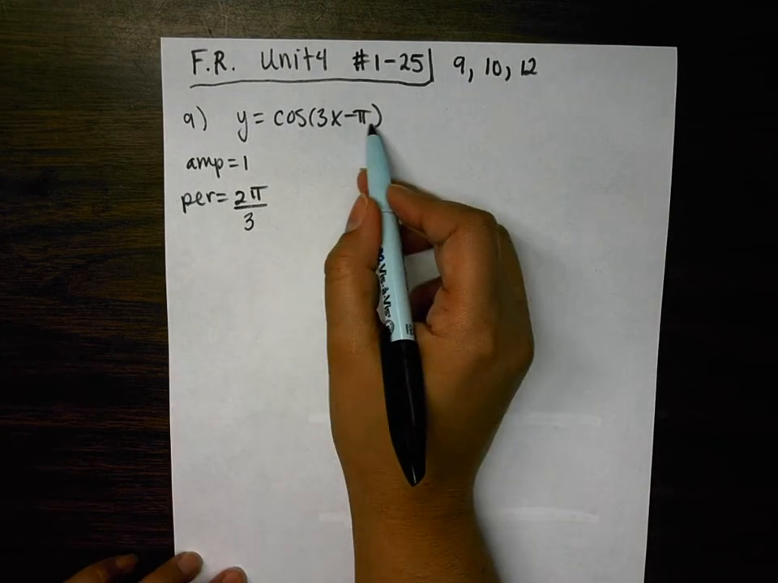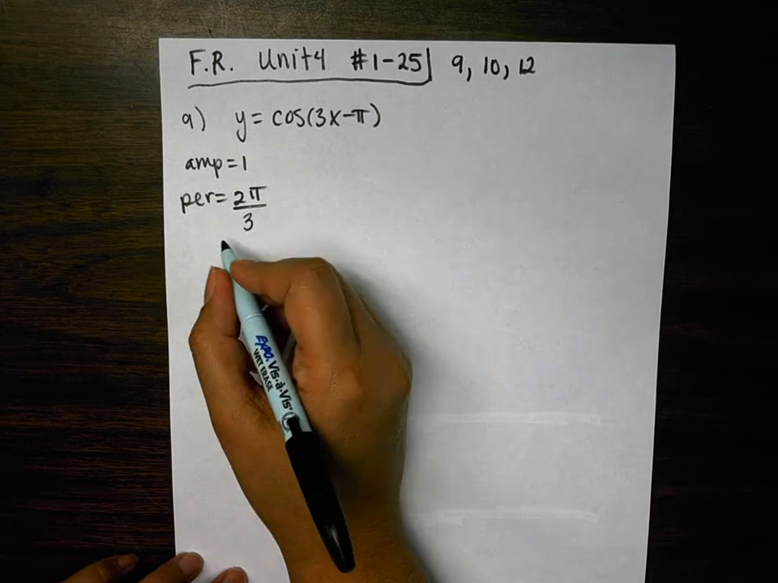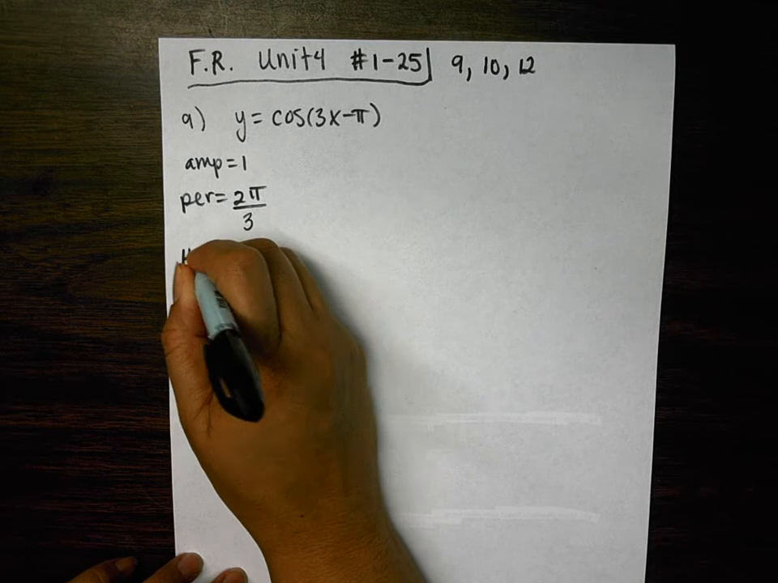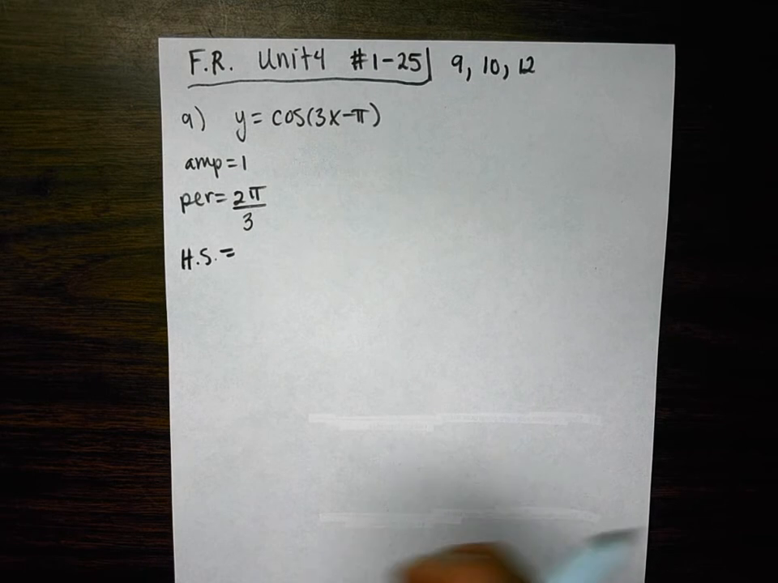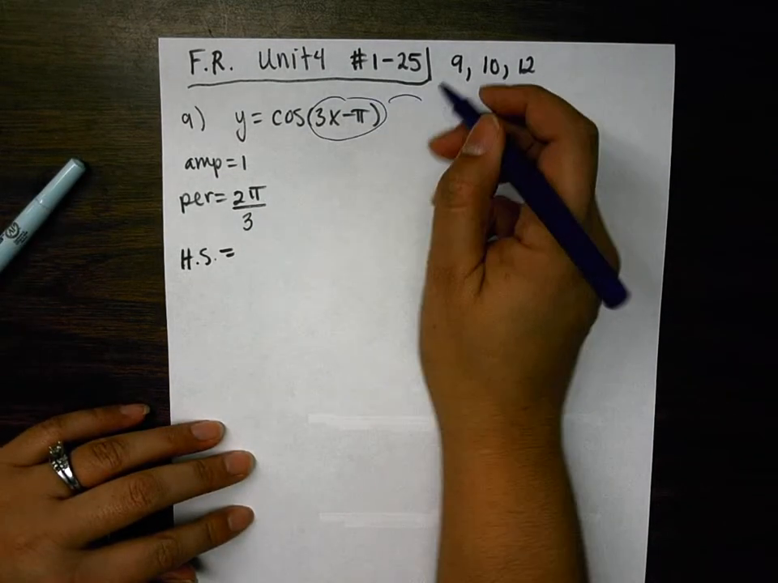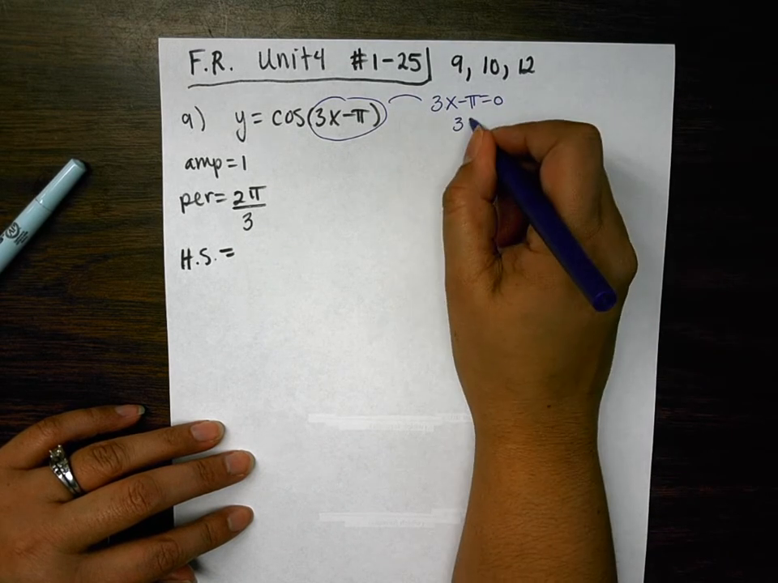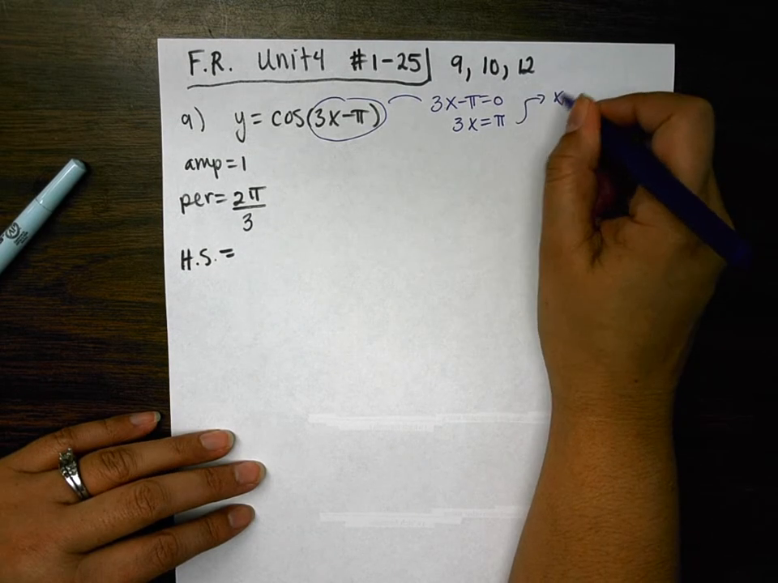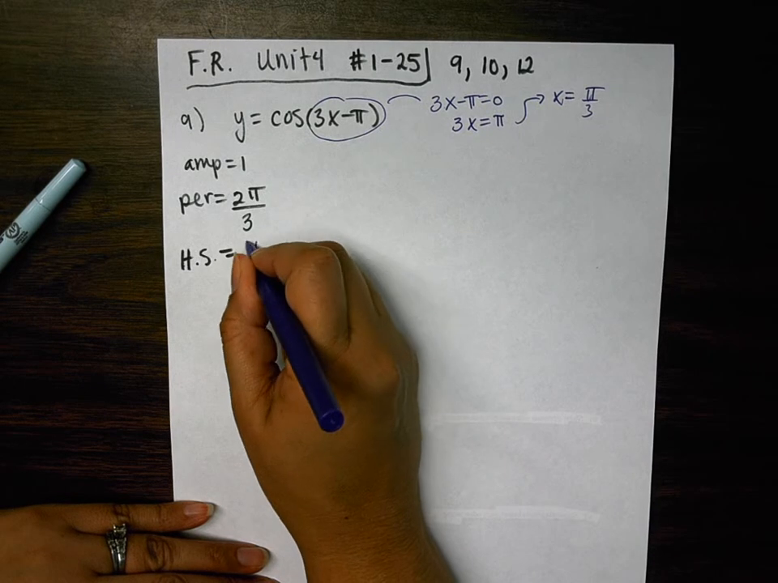Is there a shift going in the rightward or leftward direction? Yes? Okay. How do I find it? I cannot just say it's pi. What do we have to do first? Set the inside equal to 0. 3x minus pi equals 0. 3x equals pi. What does x equal? Pi over 3.